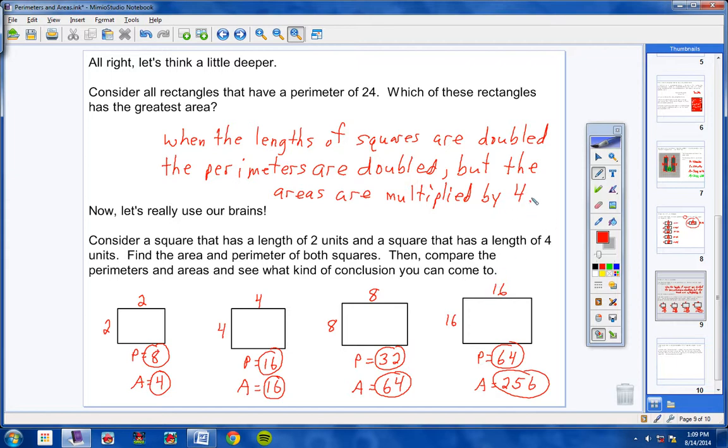Well, Mr. Earhart, what is really the reason we did this problem? There were a couple things I wanted you to see. Just because the length of a square or a rectangle or different objects are doubled, does not mean that the perimeter and the area will also both be doubled. Okay, the area is going to increase at a greater speed.